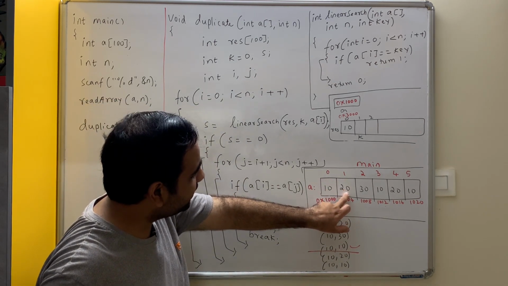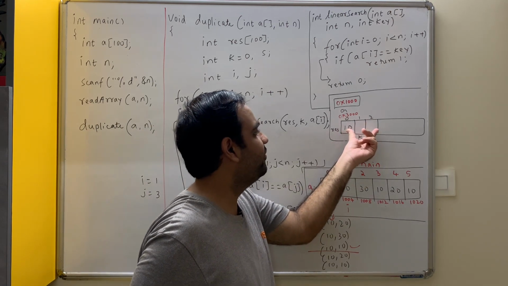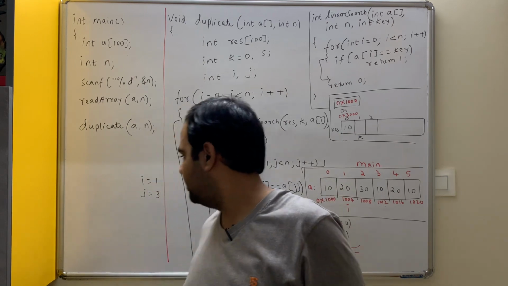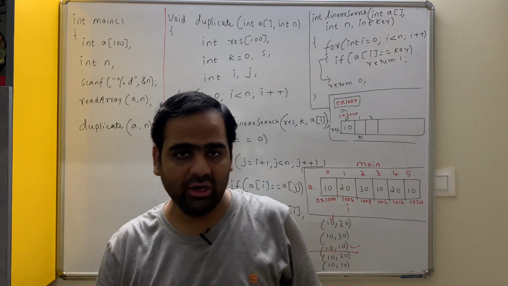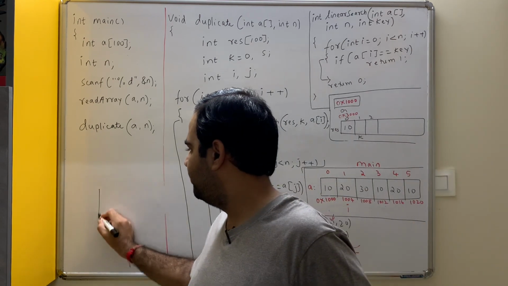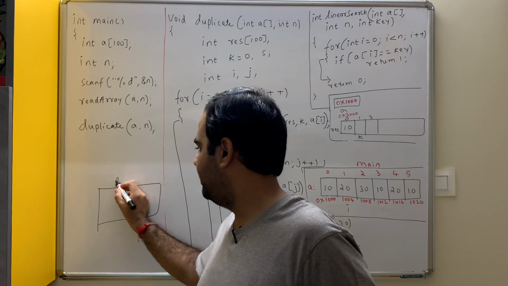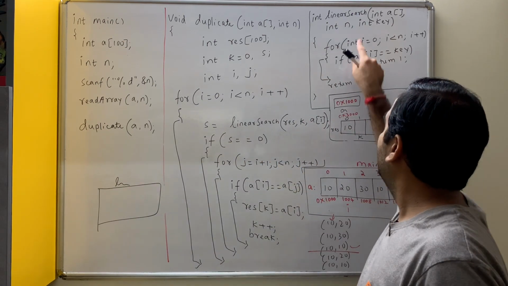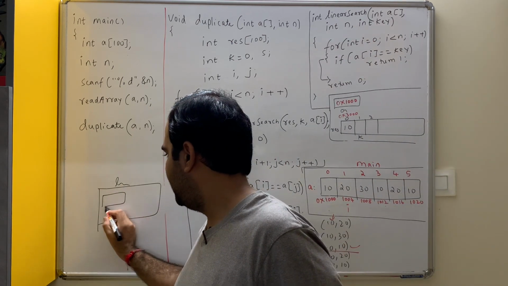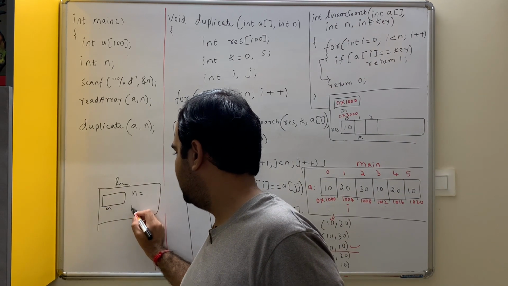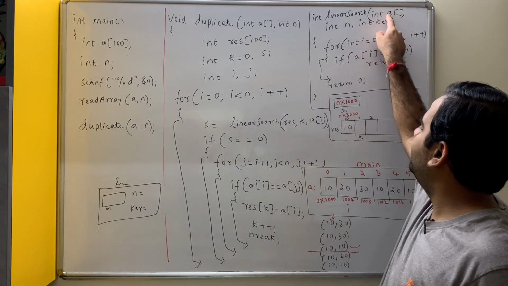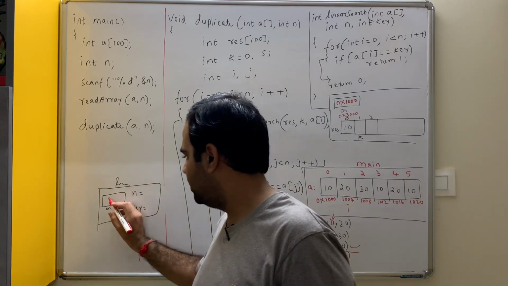But before I check if 20 is duplicate or not, I want to find if 20 is there in the resultant array or not. Now the value of I is 1. You call the function linear search, and whenever you call the function, the scope of the function gets activated. Now this is the linear search function. How many parameters are there? There are 3 parameters: a, n and key. Now this is a, this is n and this is key. Now what will happen? Result will be copied to a. Now what is the value of result? It is 3000.